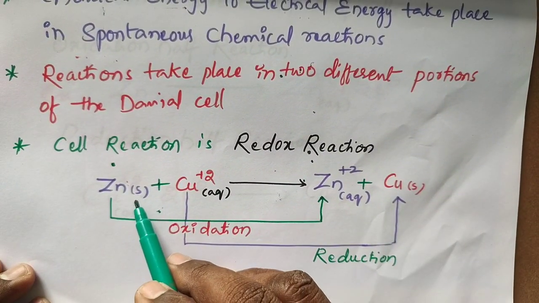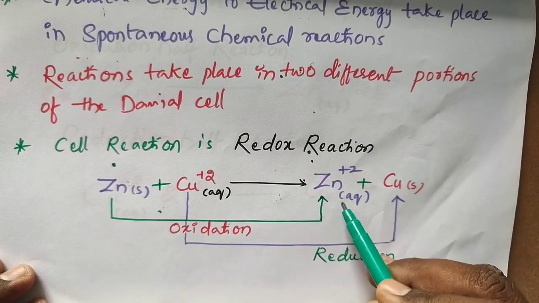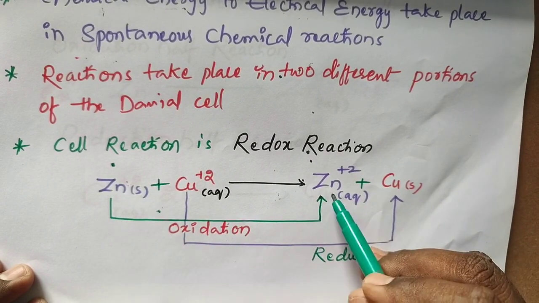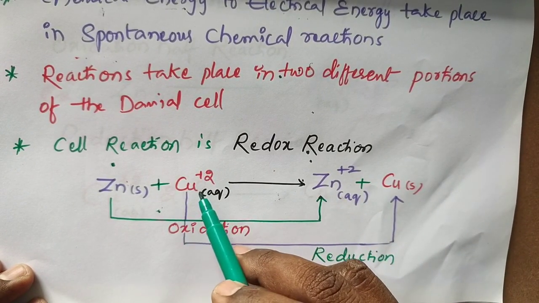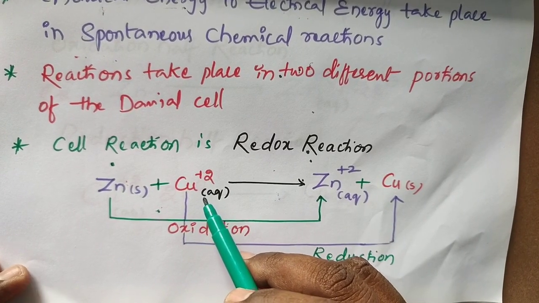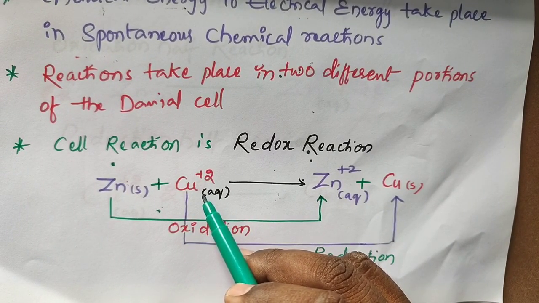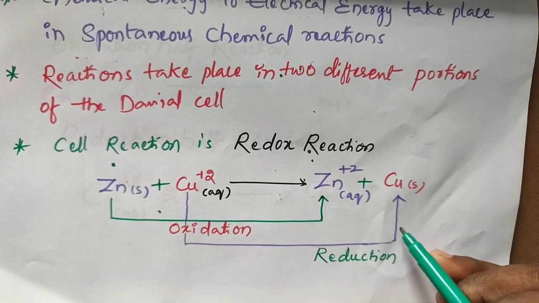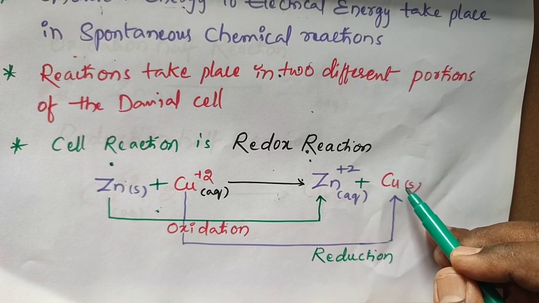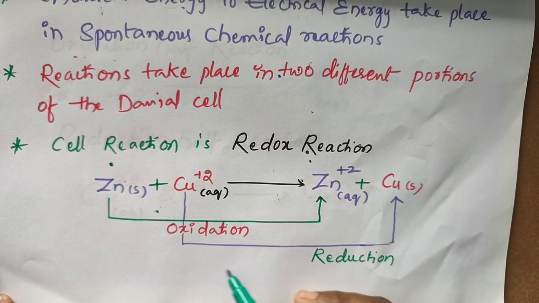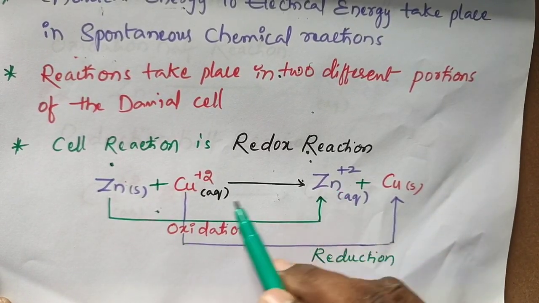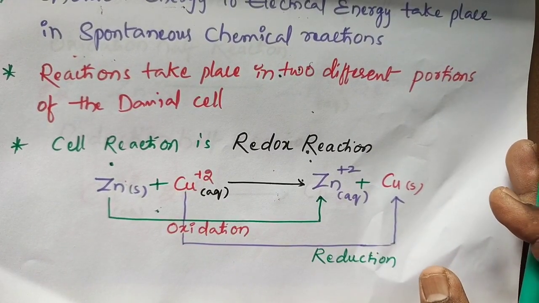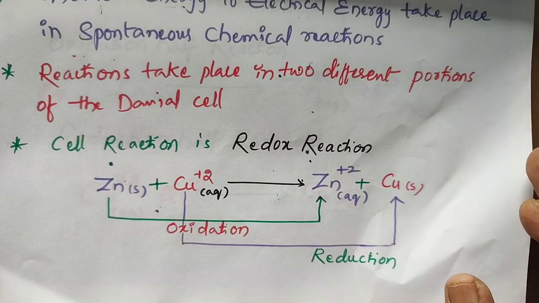The solid zinc electrode is converted to Zn plus 2. That means 2 electrons are liberated by zinc and 2 electrons are gained by the aqueous ions. One half cell contains CuSO4, in which Cu plus 2 ions are going to absorb the 2 electrons from the zinc. So it is stabilized as Cu solid at the cathodic electrode position. This is an oxidation and this is a reduction, so the total reaction is a redox reaction. The spontaneous redox reaction takes place in this electrochemical cell.